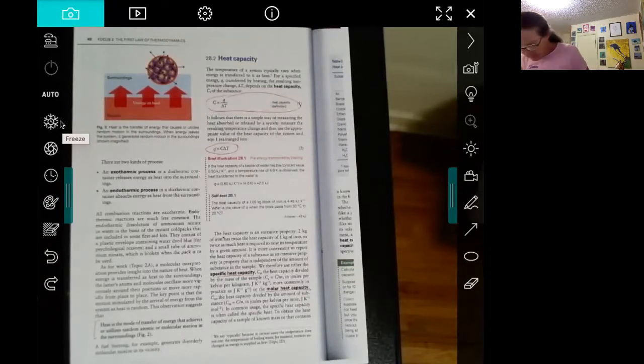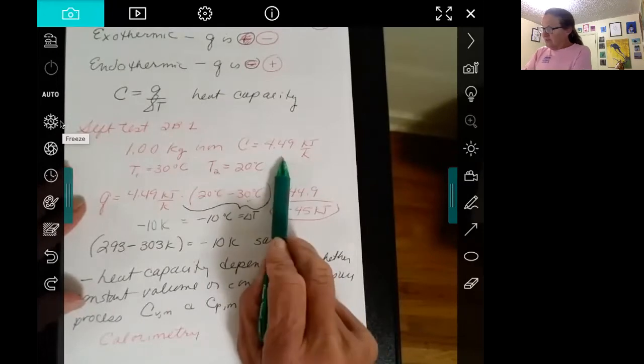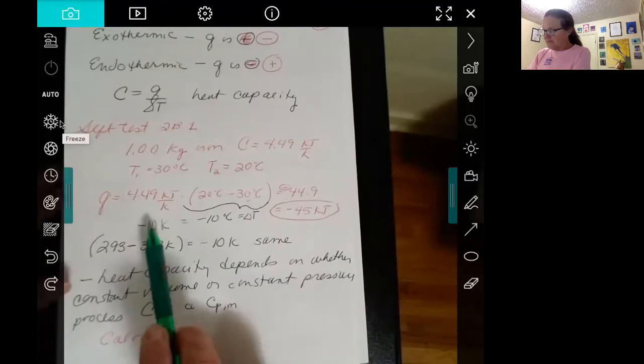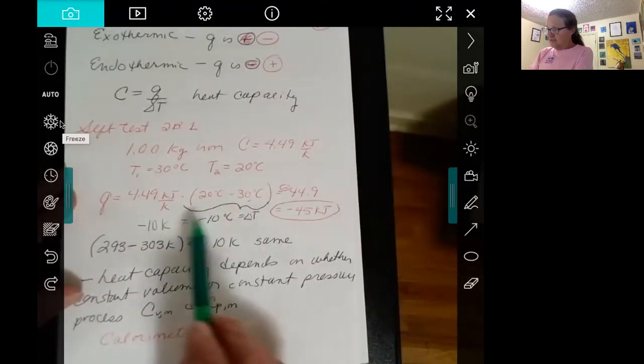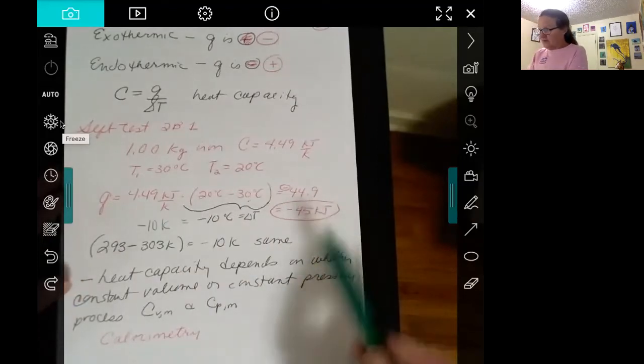So this first one, self-test 2B.1: the heat capacity of a 1 kilogram block of iron is 4.49 kilojoules per Kelvin. What's the value of Q when the block cools from 30 to 20? So 1 kilogram, here is our heat capacity. Temperature changes from 30 to 20. We have a temperature change in Celsius. We multiply it by the heat capacity and we get negative 45.